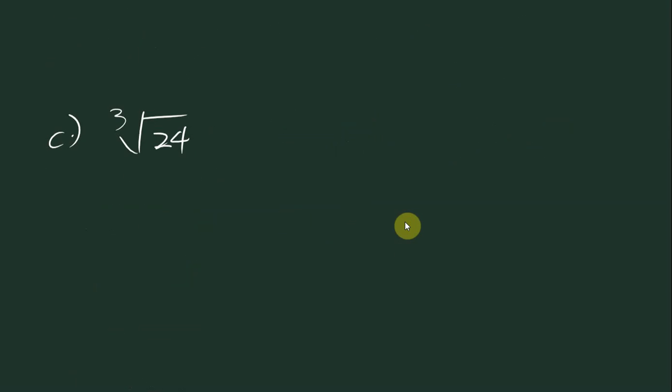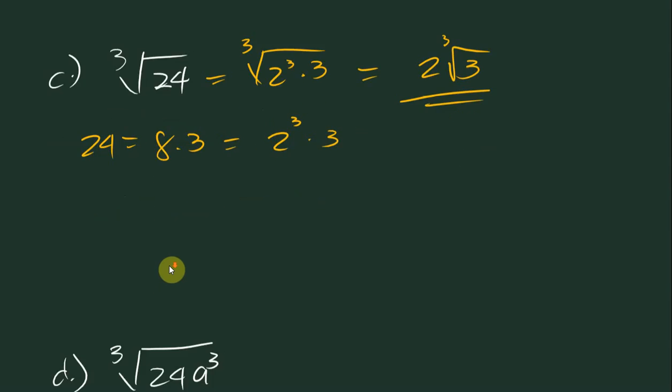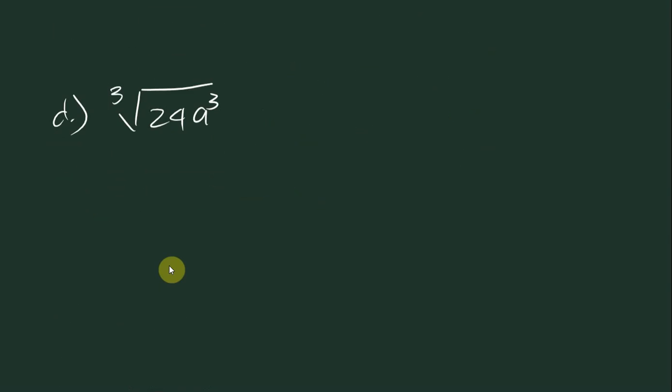We have here the cube root of 24. The cube root of 24. So what are the factors of 24? We have here 8 times 3. We also know that 8 is 2 raised to 3. So as before, we can write it as the cube root of 2 raised to 3 multiplied by 3, which is also equal to 2 cube root of 3. Okay, so let's proceed to the fourth one.